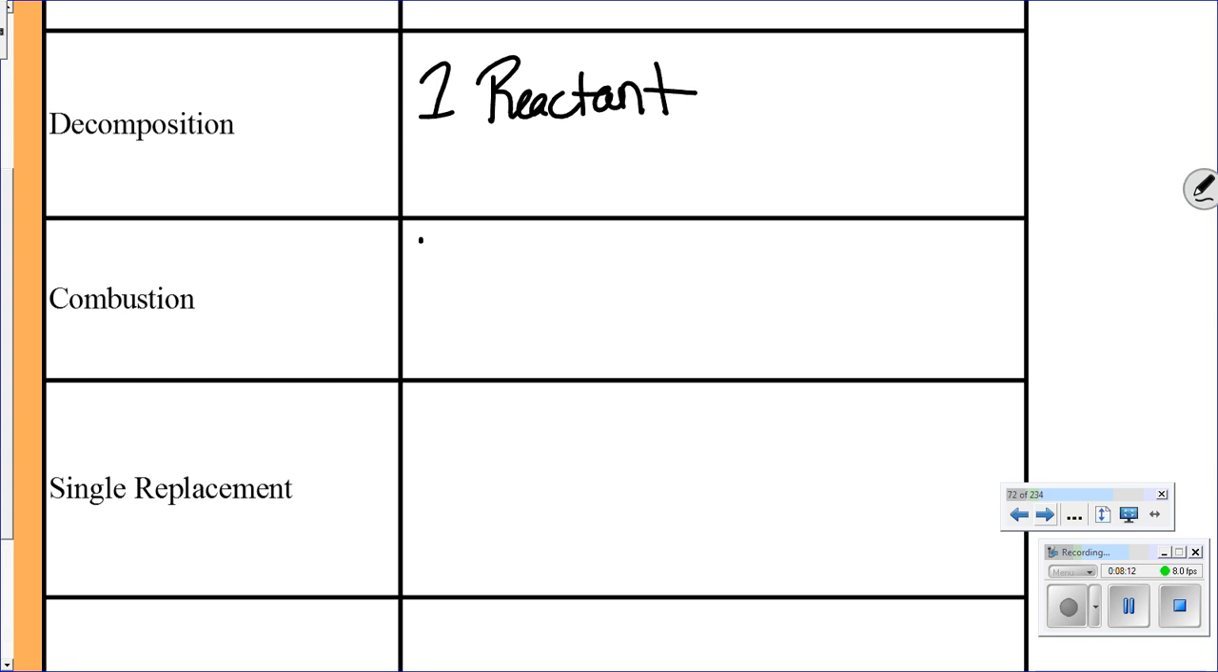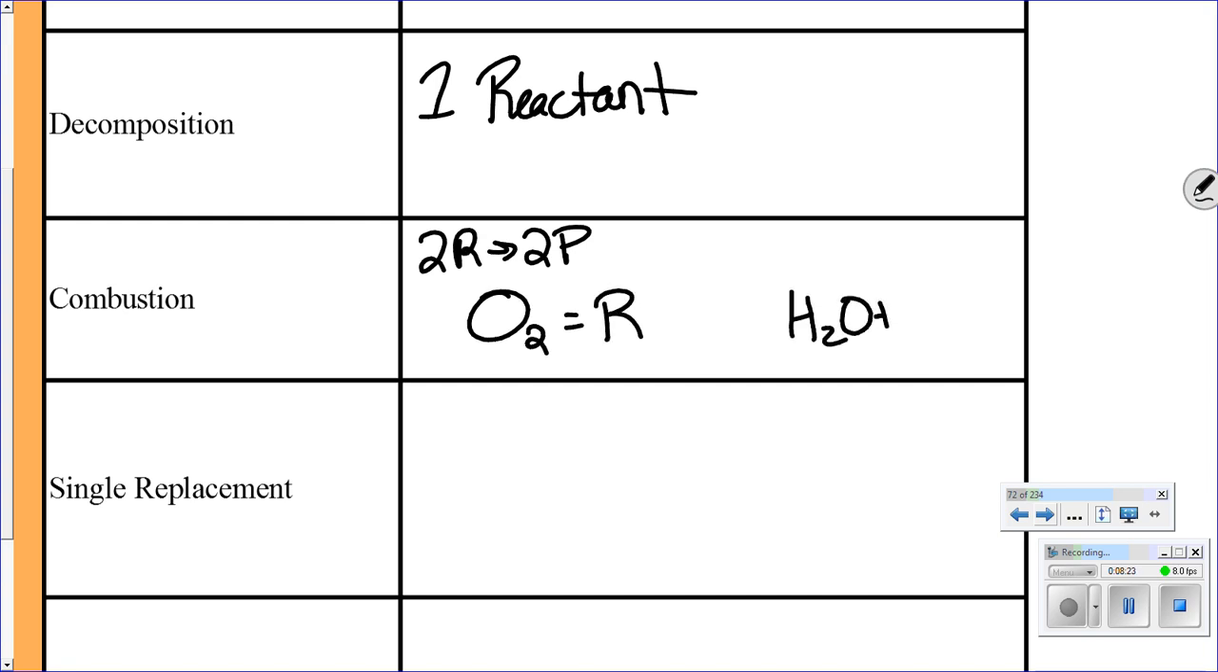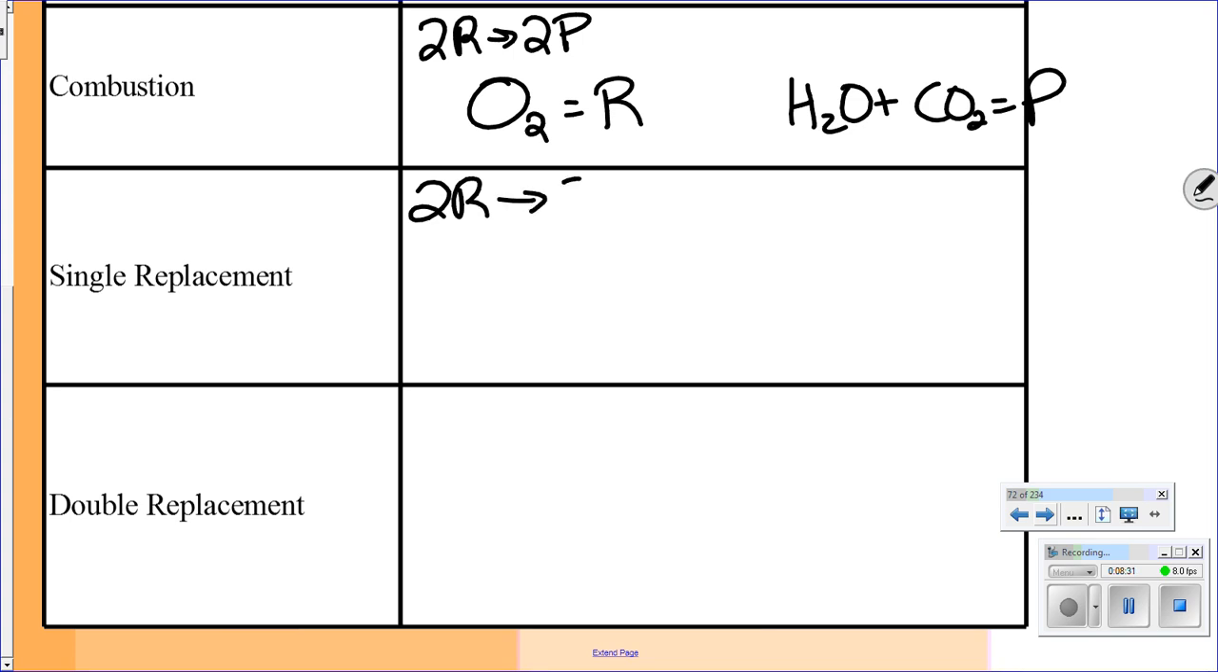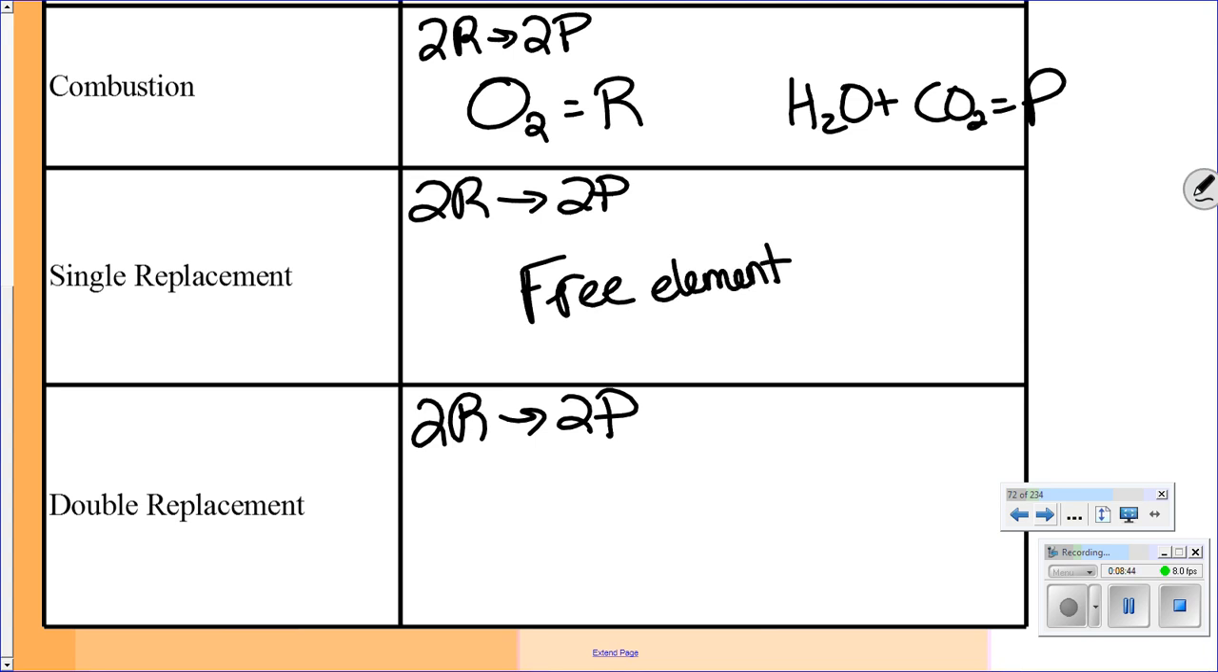In combustion, we are going to have 2 reactants and 2 products. That'll be true for all the rest of these. We have to have oxygen as a reactant, and H2O and CO2 on our product side. Once you know you have 2 reactants and 2 products, I check first for combustion. If a reaction is not combustion, then I determine if it's single or double replacement. In order to be single replacement, you need to have a free element on both sides. That can include a diatomic.